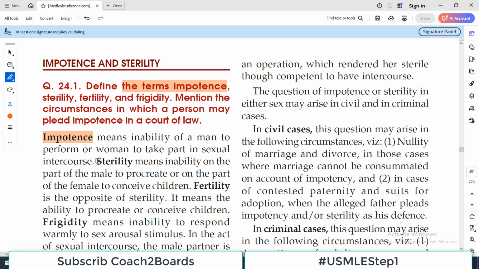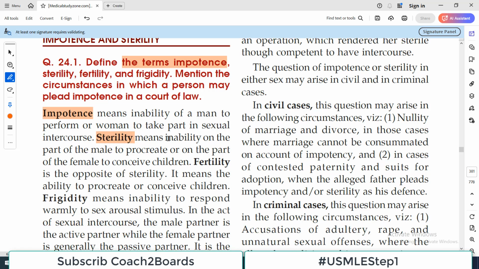Then we have another terminology, which is called sterility. Iska matlab ye hai ki erectile dysfunction nahi hai, there is proper erectile physiological activity of the male, and the female is also able to participate, but the person, either male or female, is unable to procreate or conceive children. That can be because of many different reasons, for example, in a male the sperm count is not good, and in a female, say, there are anovulatory cycles. Sterility means inability on the part of the male to procreate or on the part of the female to conceive children. Sexual activity is normal, but there is a problem in conceiving pregnancy.